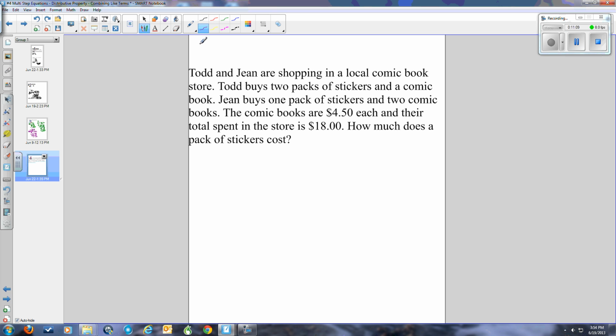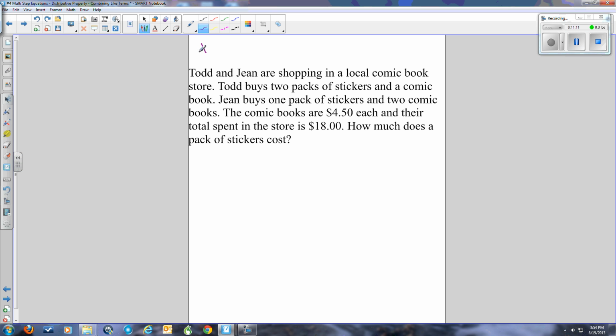So, first of all, let's decide what we're going to call these things. Let's have X stand for the cost of the stickers. And let's have Y stand for the cost of the comic book. And that's for each package.